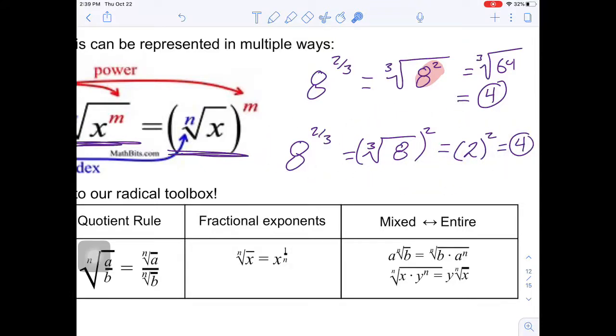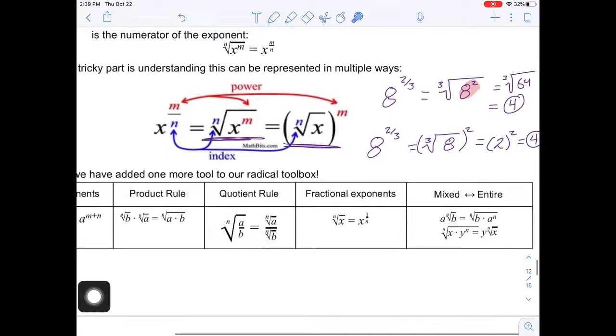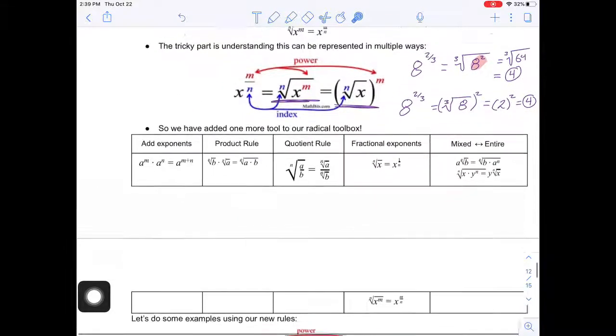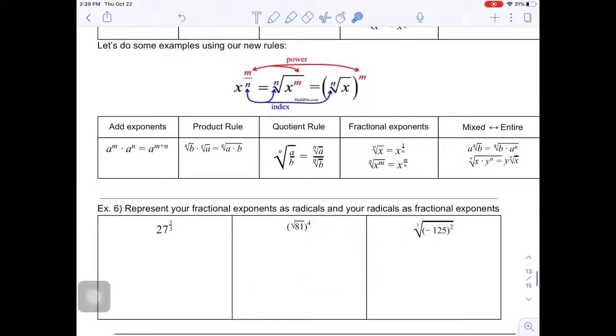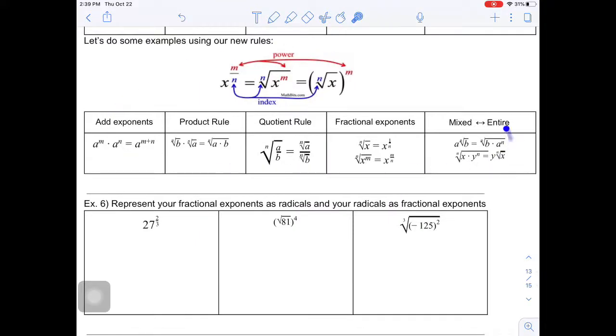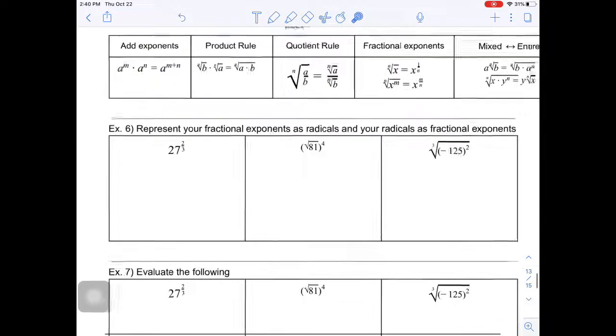Now that's what you have to learn how to go about, which one's the easier path. So let's look at a few examples. But recognize we have added to our toolbox. So with my fractional exponent here, sometimes you might have a power, and that power becomes your numerator in your fractional exponent. Your index still stays as the denominator. Okay, so here's all the tools that you kind of have so far. Now, let us go and do example 6.